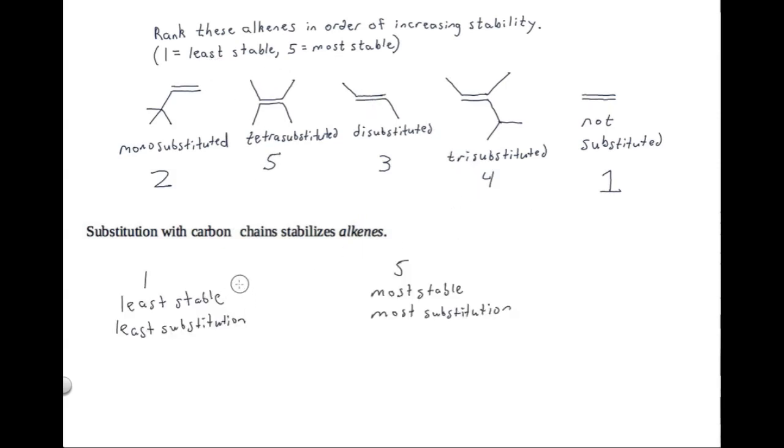We should make a note to ourselves that the molecule with the least substitution is the least stable, which goes with the number 1, and the molecule with the most substitution is the most stable, which goes with the number 5. For these types of ranking problems, it's easy to make careless mistakes, and the way to avoid careless mistakes is writing down notes to yourself like this so that you can see the associations between concepts.